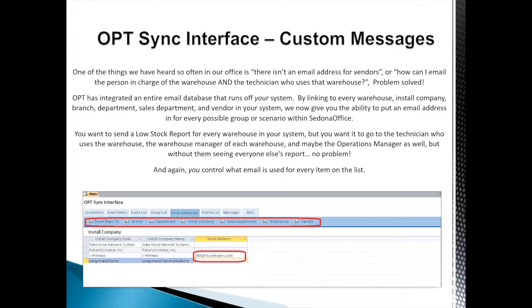Now, of course, you could use a custom field on some of these things, but certainly a sales department and an install company doesn't have a drop down for that. So this is the place where you can set these different email addresses up. For a vendor, it's very useful when we're sending out things like purchase order verifications or the full PO to the vendor and things like that.